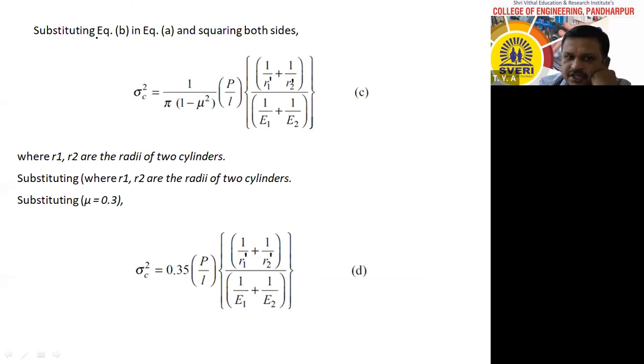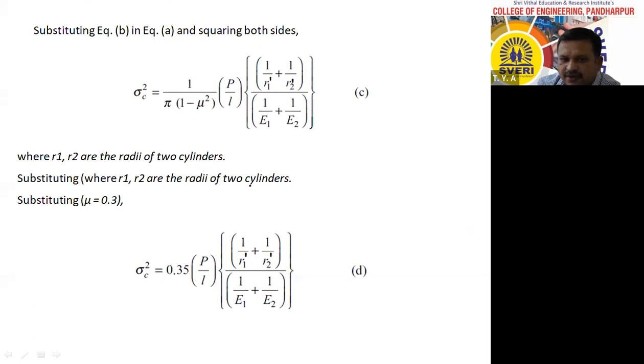Therefore, substituting equation B in equation A and squaring both sides, we get the equation sigma c square is equal to 1 divided by pi into bracket 1 minus mu square into p divided by L into bracket 1 upon r1 plus 1 upon r2 divided by 1 upon e1 plus 1 upon e2, where r1 and r2 are the radii of the two cylinders.